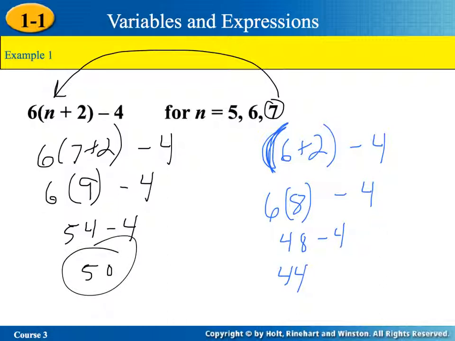All right, so if I look at that, the very first thing I had to do was inside my parentheses. So I took 5 plus 2, then 6 plus 2, then 7 plus 2. Then I multiplied, then I subtracted. Okay, don't forget order of operations. All right, sweet.